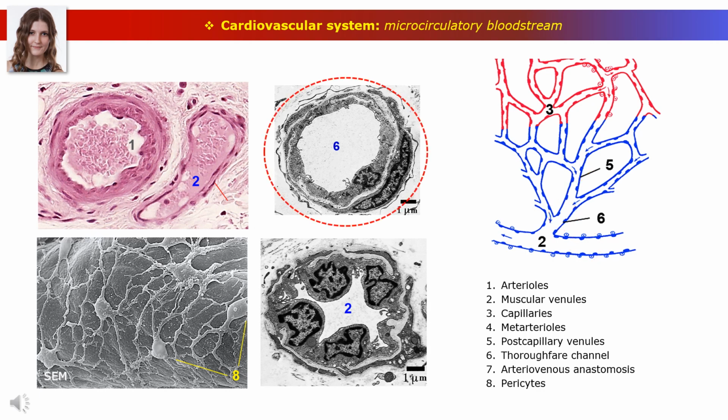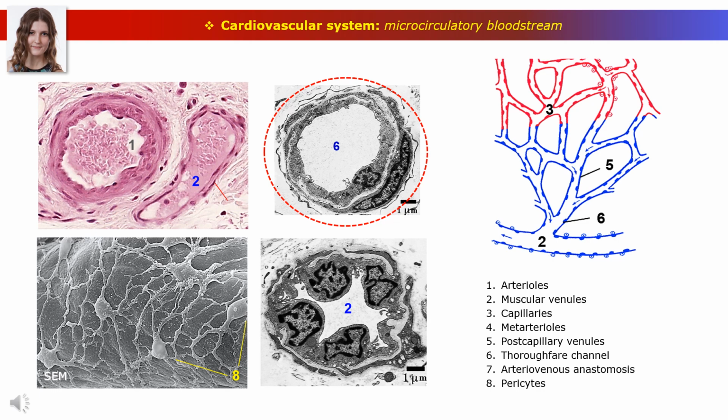Thoroughfare channels have a diameter of 30 to 50 micrometers. On the outside they are covered with a layer of collagen fibers and fibroblasts, forming a thin outer connective tissue membrane. There are also no smooth muscle cells.